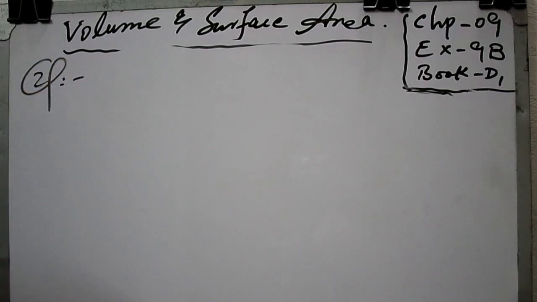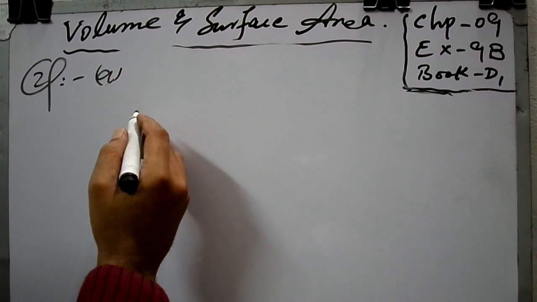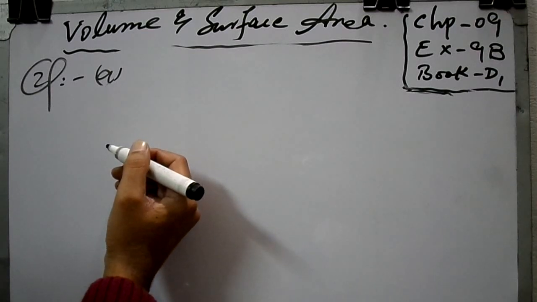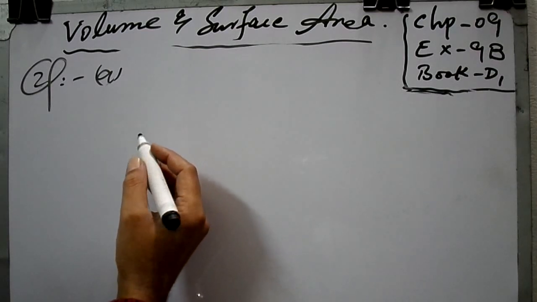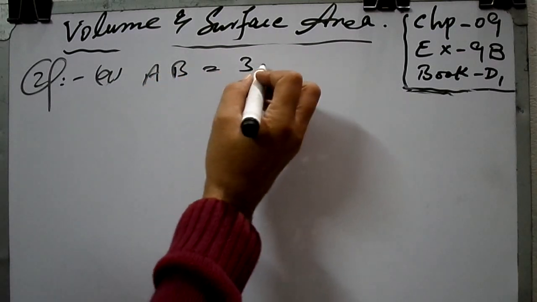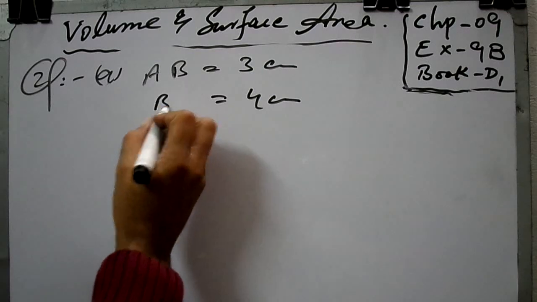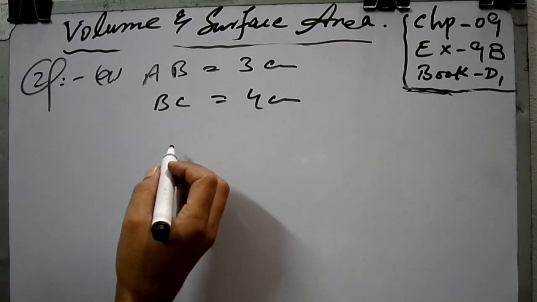In this question we have to find the volume of a prism. So in part A, in question number 2, you can see the table. So what is the volume of a prism? Here you can see that AB is given to you, that is 3 centimeter, and BC is 4 centimeter.